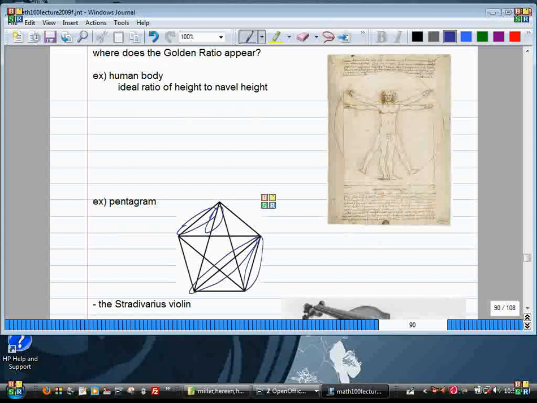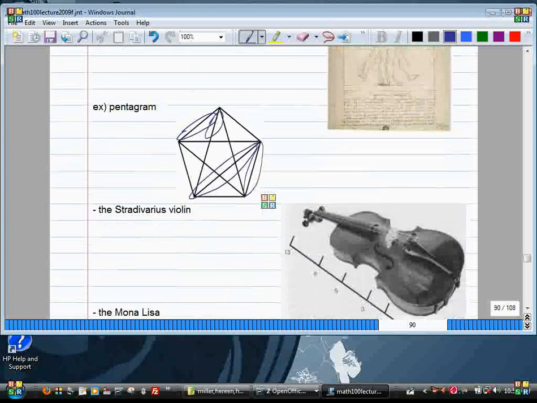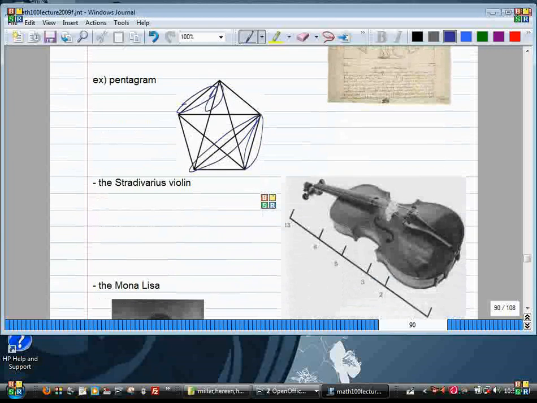Well, it turns out that the violin is in Fibonacci proportions. Next, the Mona Lisa. The Mona Lisa has got all kinds of Fibonacci proportions in it.